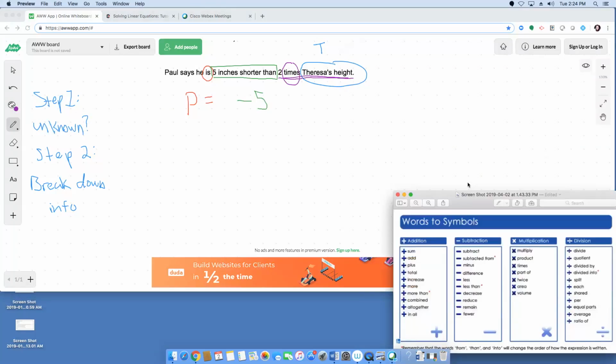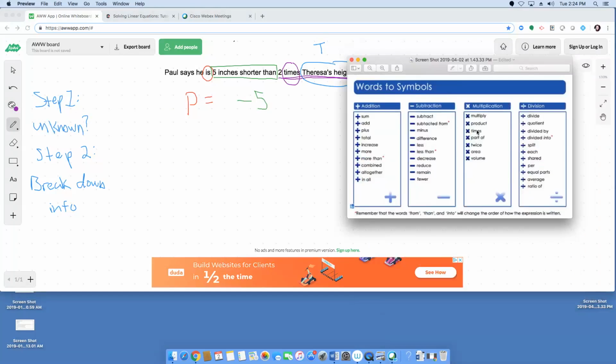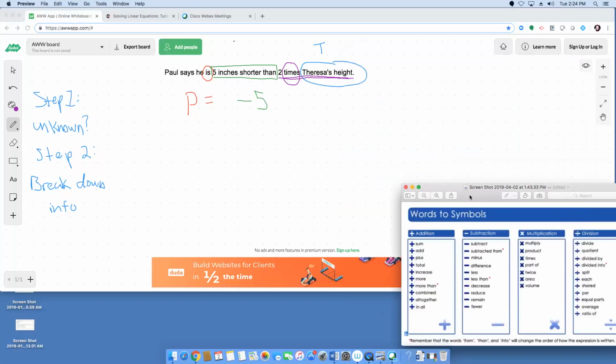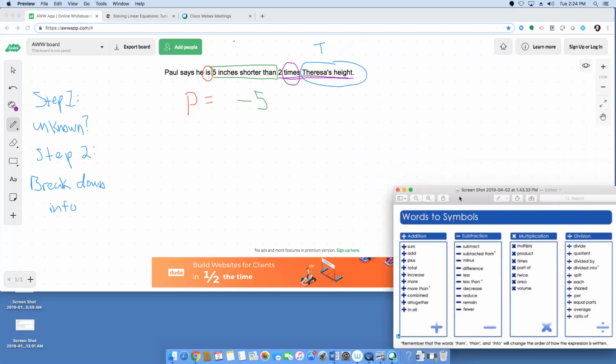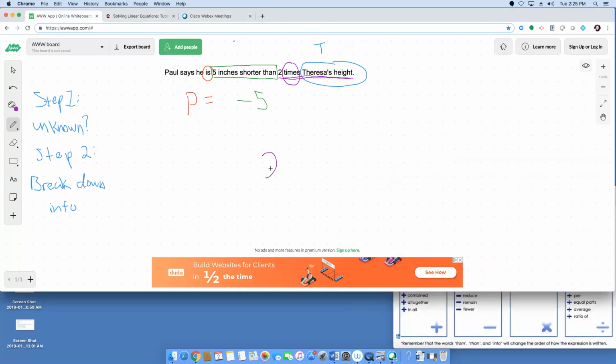Times. Let's see if it's on here. Oh yeah, it is, times right here. So times means multiplication. That's what operation we're going to be using. And you'll see this a lot in this assignment and the following assignment after this. 3 times blank, 4 times blank. Anytime you see that, it's literally just that number times the unknown variable, which in this case is the t. So this all right here is 2t.